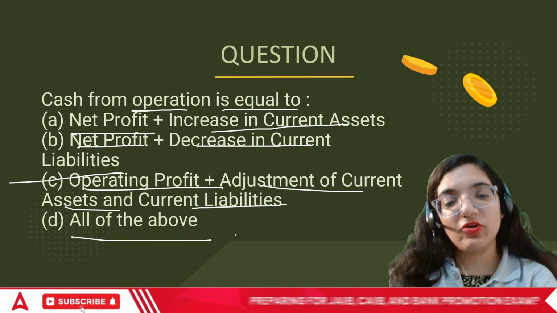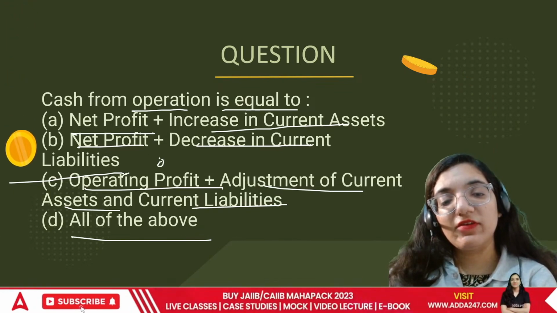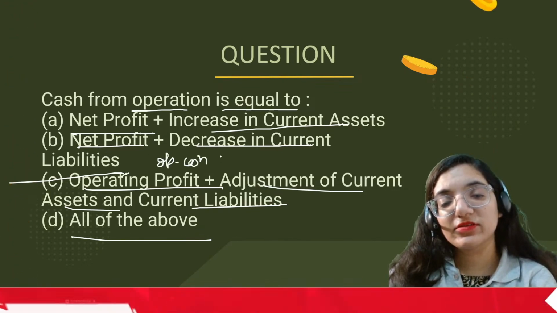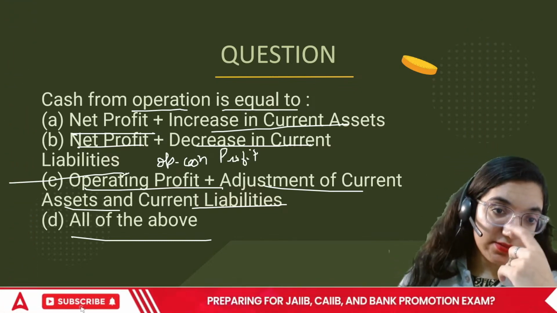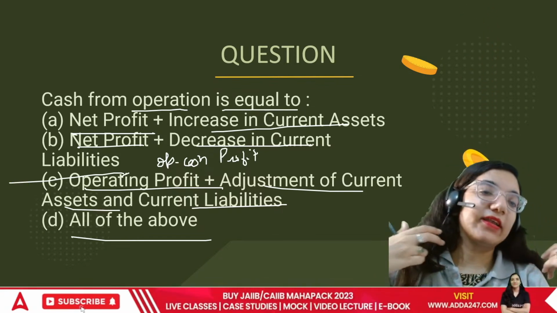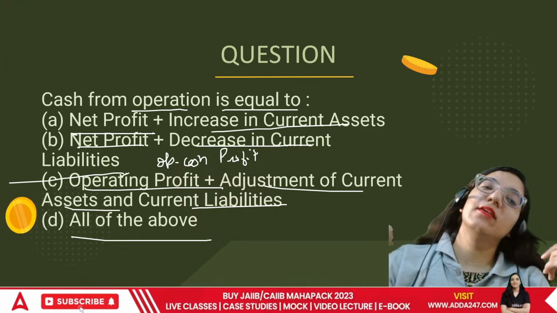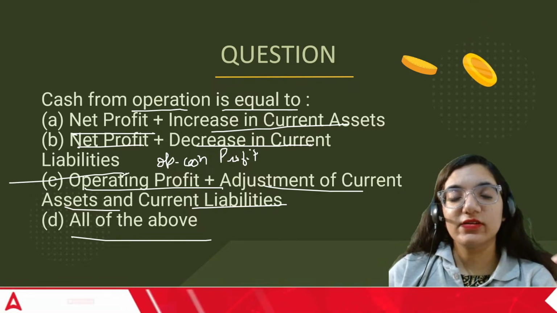Actually, now we could have gone for C if they would have given operating cash profit. Because they don't take up the cash profit, they take the operating cash. It should be in operating terms. Okay? And then we have net profit.